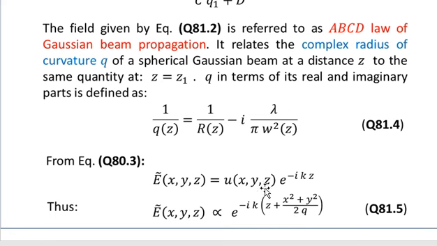So you see that minus iota kz is also present in the above equation. So we have e to the power minus iota kz, and then we have an additional factor that we have multiplied over here, which is e to the power minus iota k into x square plus y square over 2q. Now we have written the field, that is the field is proportional to this quantity. We shall be explaining this field further.